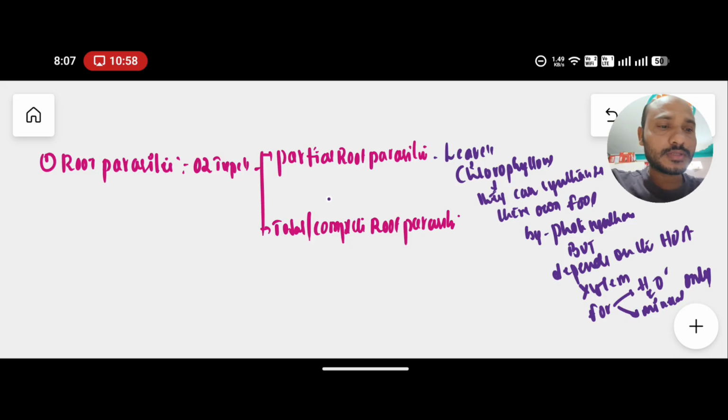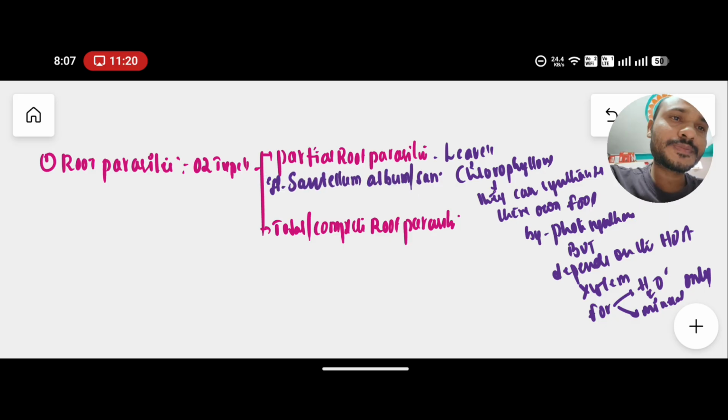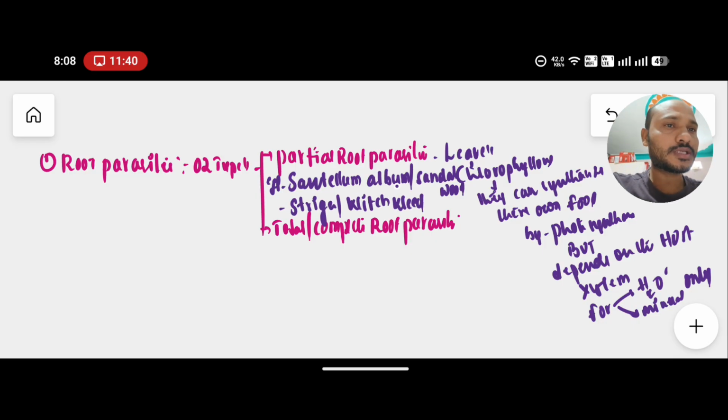Now coming to examples of partial root parasites. Example: Santalum album, also called the sandalwood plant. And one more example of partial root parasites is Striga, also called witchweed. So these two are examples of partial root parasites.